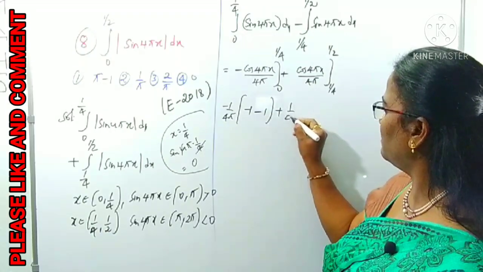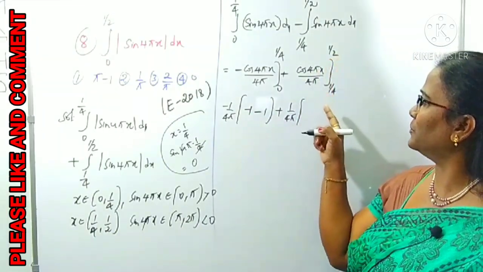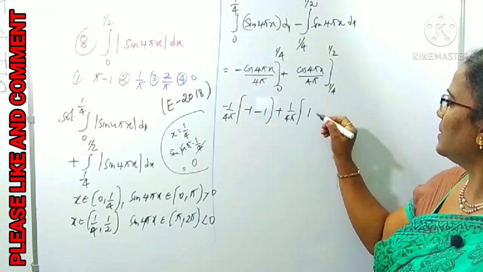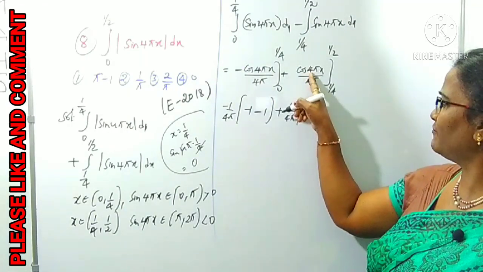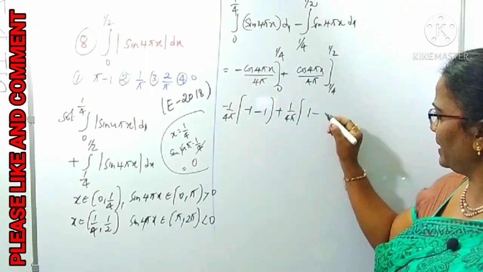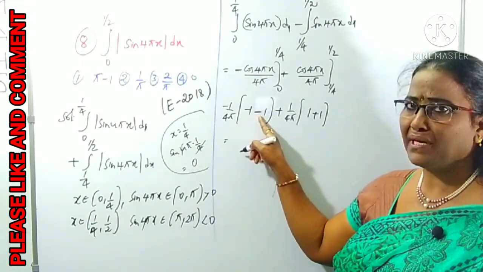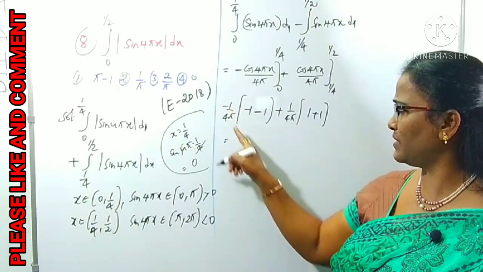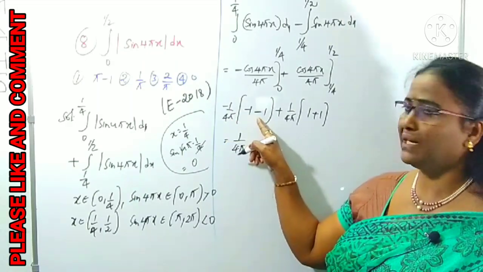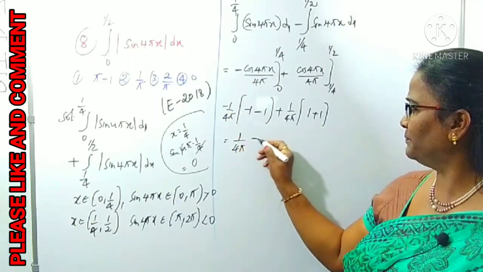Plus 1 by 4 pi is taken out. What is the upper limit? 4 pi into 1 by 2 is 2 pi. Cos 2 pi is 1, minus the lower limit, cos 4 pi into 1 by 4, cos pi. Cos pi is what? Minus 1, minus of minus is plus 1 here. Therefore, this is minus 1, minus 1, minus 2, and minus of minus 1 by 4 pi is plus 1 by 4 pi, 2 times.